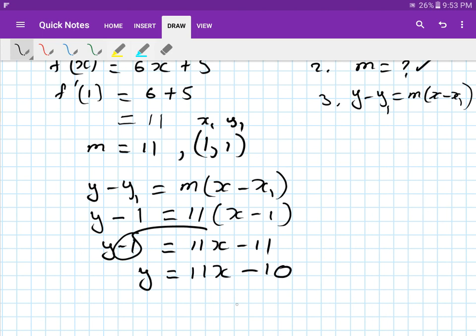See? This is the equation of the tangent. So it's a straight line.